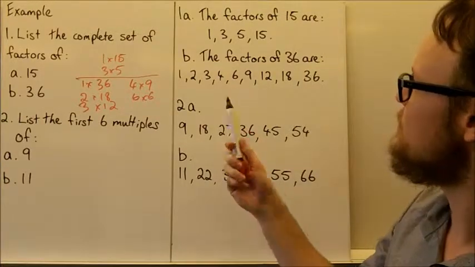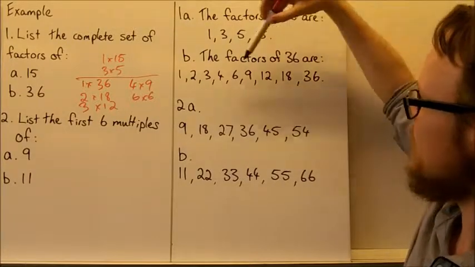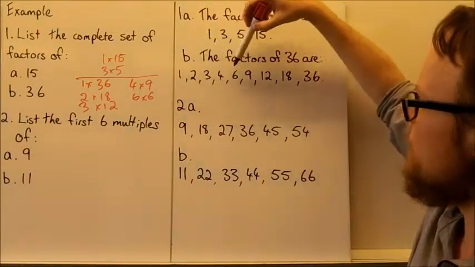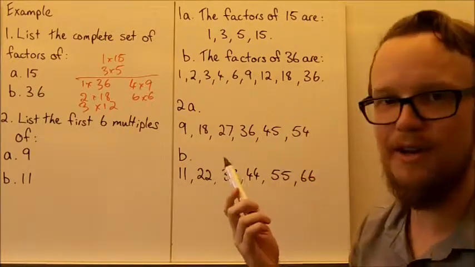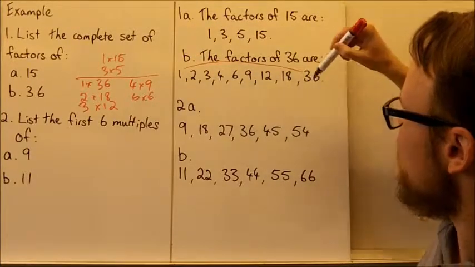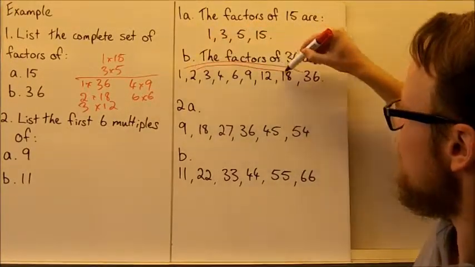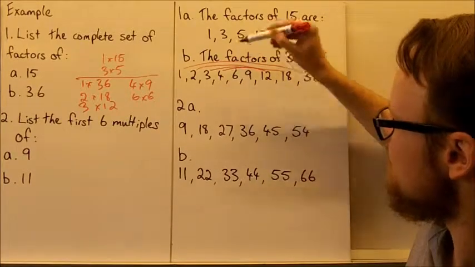So we can see that there are 4 factors of 15, but the number of factors of 36, we've got 1, 2, 3, 4, 5, 6, 7, 8, 9. 9 factors of 36, an odd number. That's because when we pair them up, 1 times 36, 2 times 18, 3 times 12, 4 times 9, we're left with 6 times 6 there in the middle.